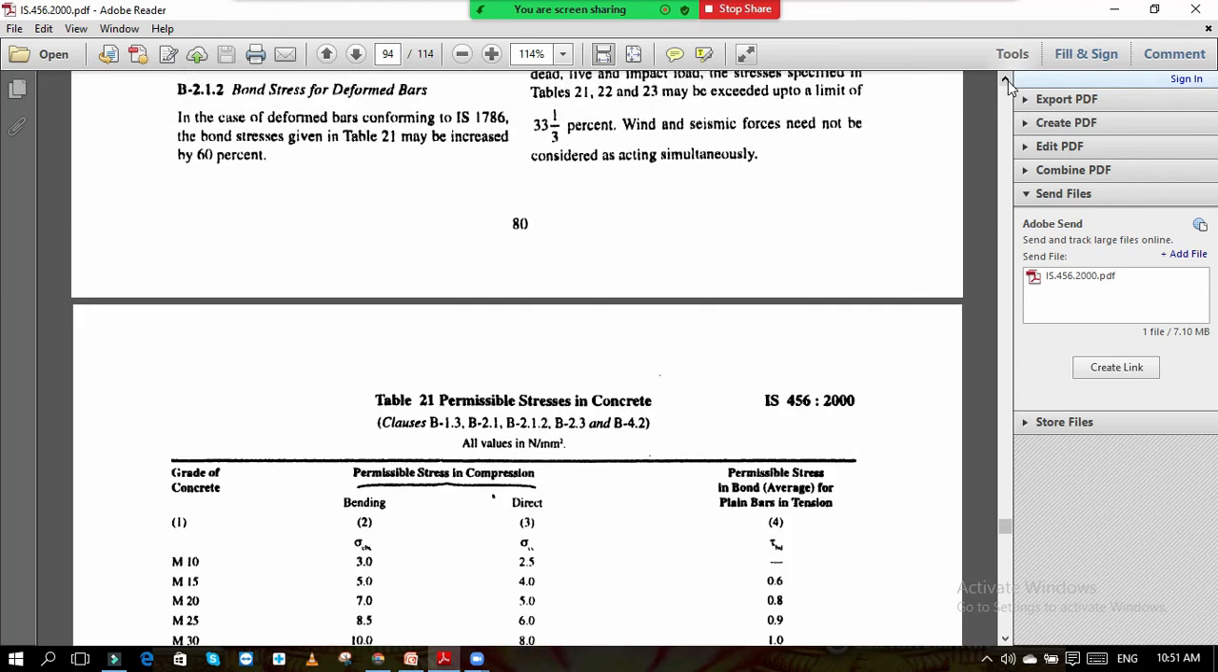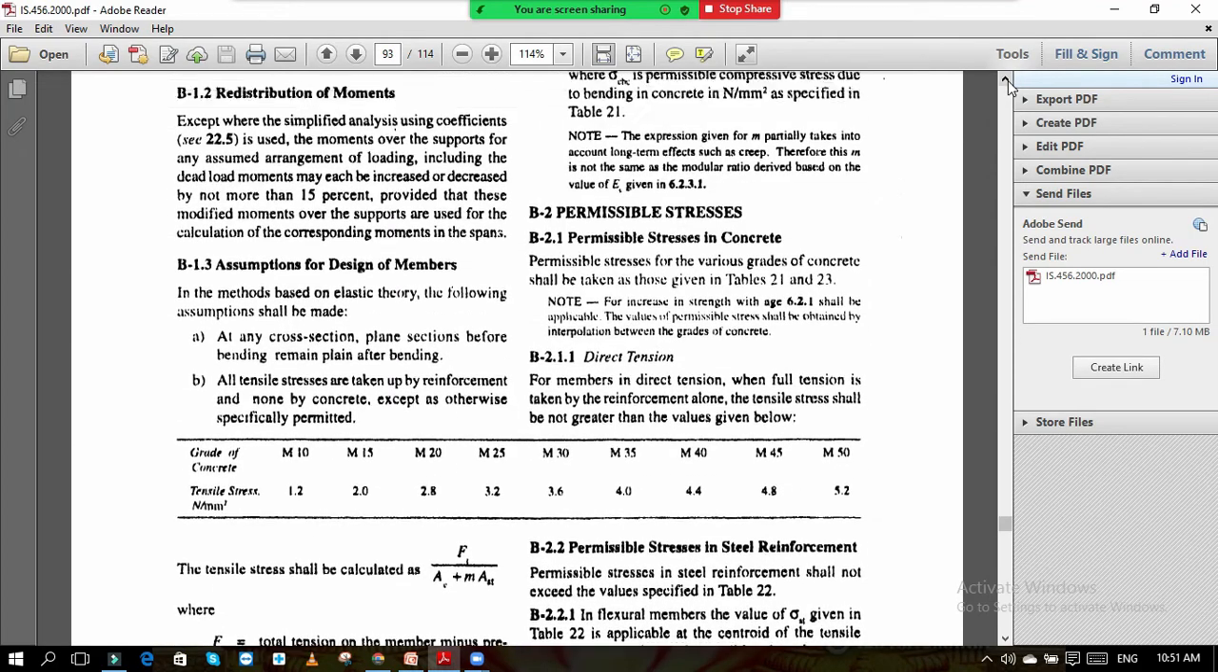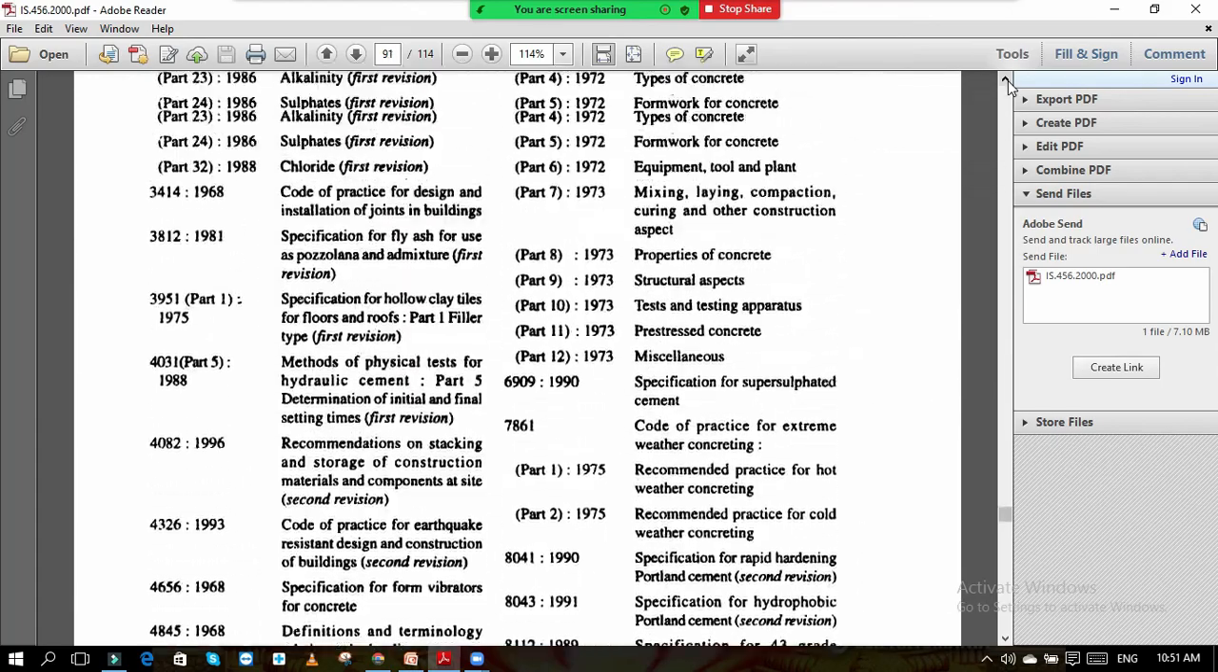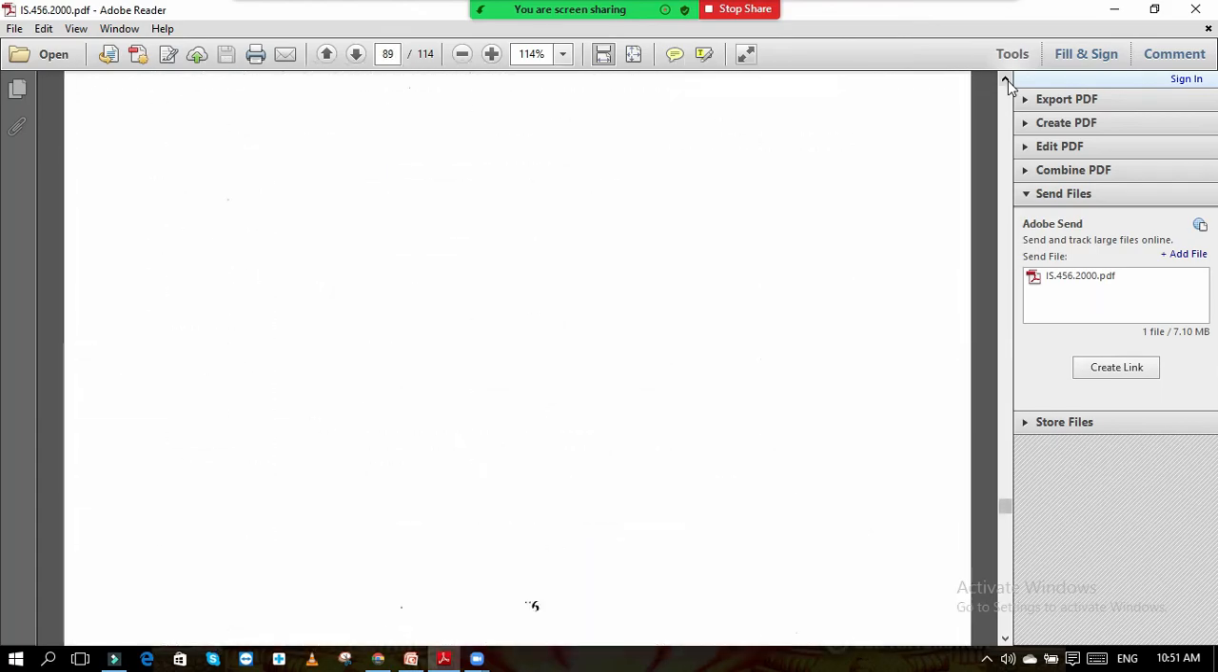And please check the grade of concrete. It is M15 or M20. I think M15 is given. Maybe in the last lecture somebody corrected me over that.